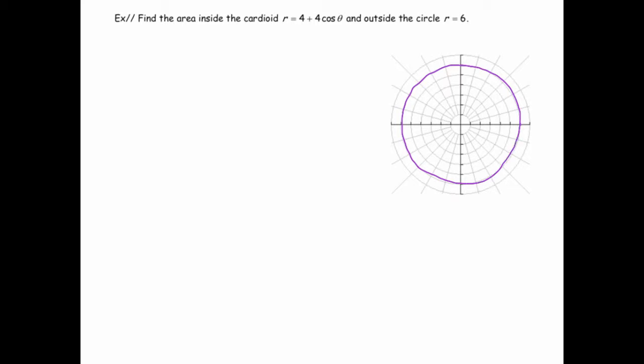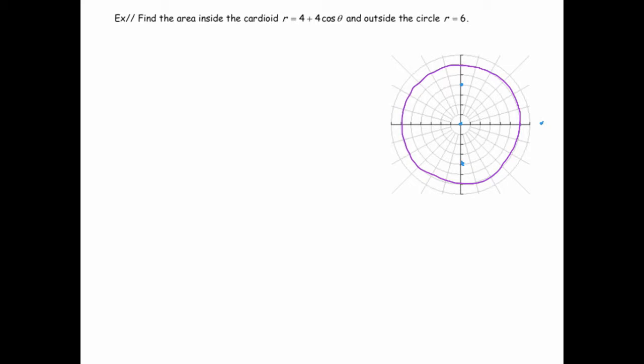And just to graph this cardioid pretty quickly, when you plug in 0, you get 4 plus 4 times cosine of 0, which is going to reduce to 8. Pi over 2 makes it 4. Pi makes it 0. 3 pi over 2 makes it 4. And then 2 pi brings you back to 8. So it's going to look like this. Probably a little bit better drawn, but maybe I'll just fix it.